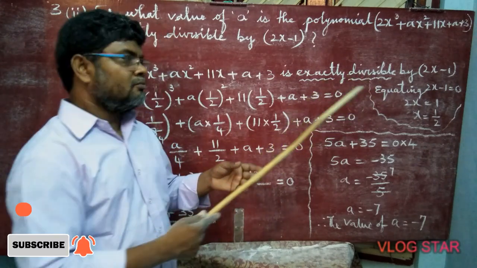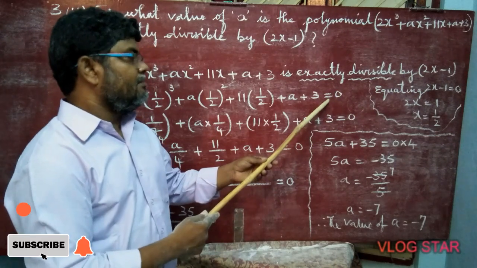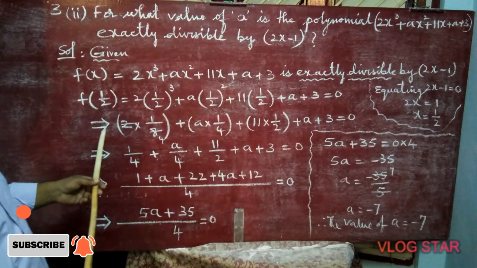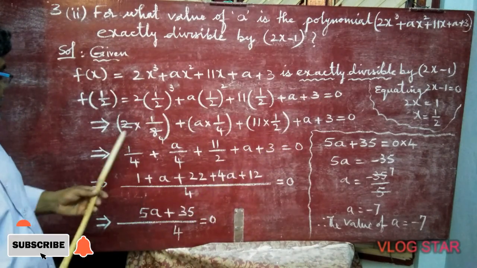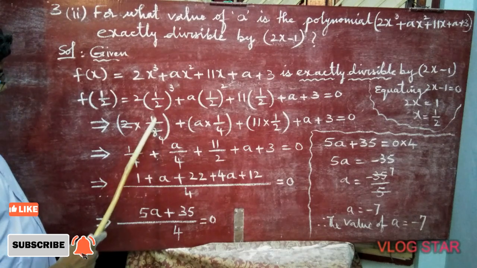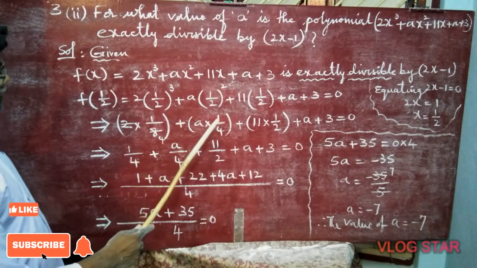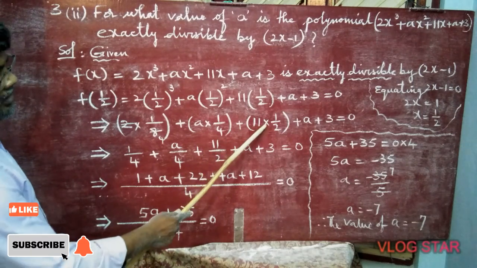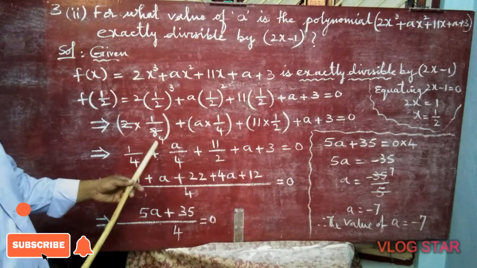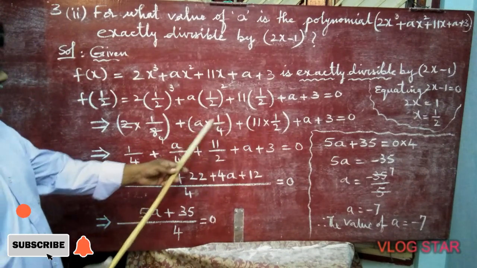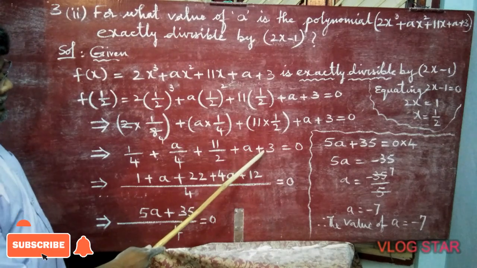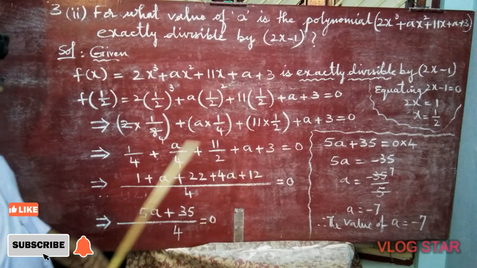That is the meaning of exactly divisible. Is a factor of, or just divisible by, the meaning is equal to 0. Keep in mind. So equal to 0. So implies already here we got equal to 0. So we are keeping it. Implies here, 2 into 1 by 2 whole cube, 1 by 8, plus a into 1 by 4 plus 11 into 1 by 2 plus a plus 3 is equal to 0. 2 goes in 8 4 times, 1 by 4, plus a, 1 is a by 4, 11 plus 11 by 2 plus a plus 3 is equal to 0.